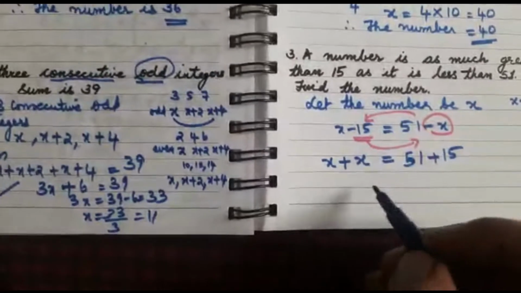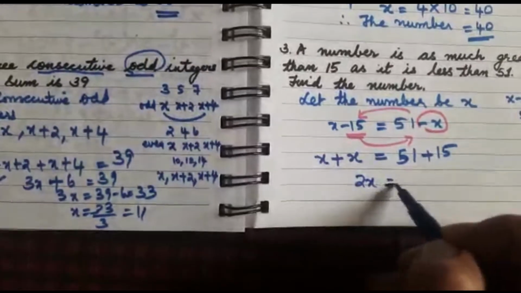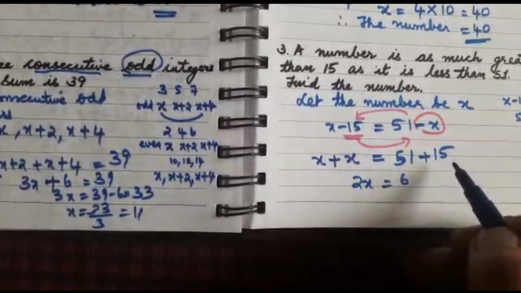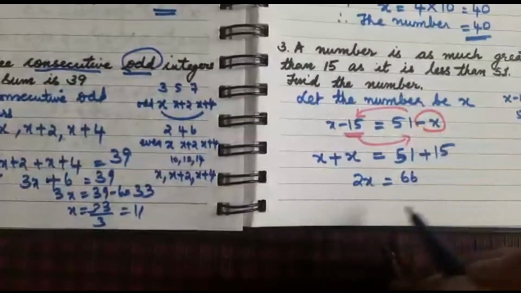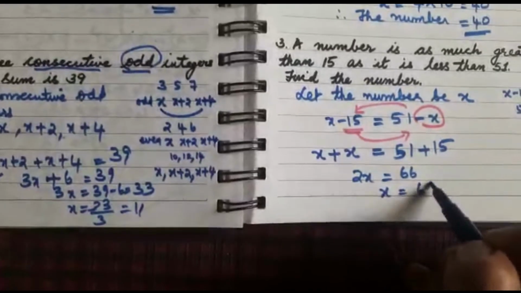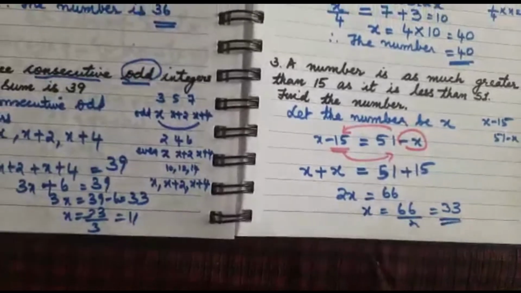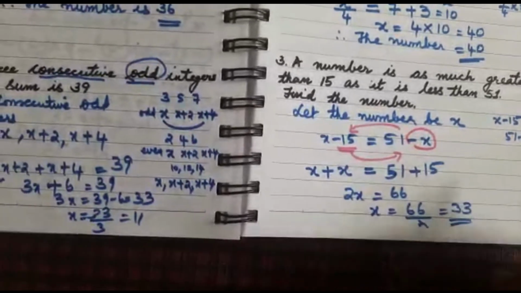Apple plus apple, you have got 2 apples, that is 2x, that is equal to, add up 50 plus 10, 60, 60 plus 5 plus 1, that is 66. So what is x? X is equal to 66 upon 2. How much is it? 33. So the number is 33. Okay.